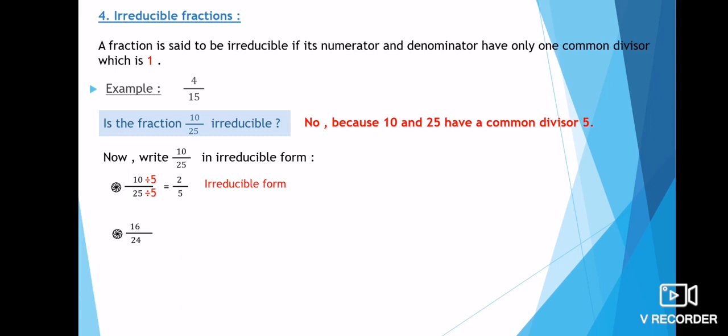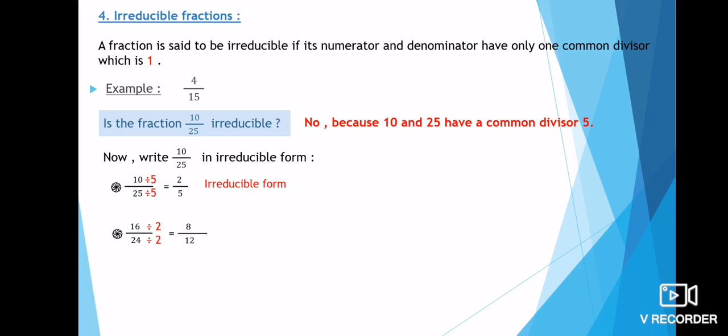Is 16 over 24 irreducible? No, because at least I can see that 16 is divisible by 2 and 24 is also divisible by 2. So there is a common divisor between 16 and 24 other than 1. Let's change it into irreducible form. Divide up and down by 2. You will get 8 over 12.